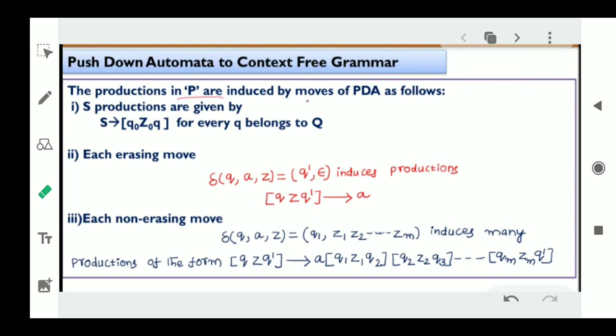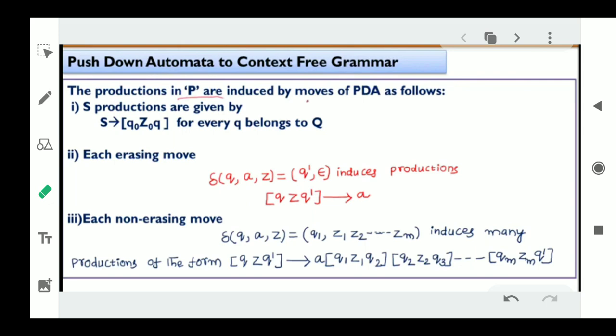So, here we are going to follow some rules. Generally, we have three rules here. Please observe the three rules which we are going to use in the problem. Based on these three rules only, we are going to convert the given PDA into CFG. Our first rule is S productions are given by S derives [Q0, Z0, Q] for every Q belongs to capital Q.